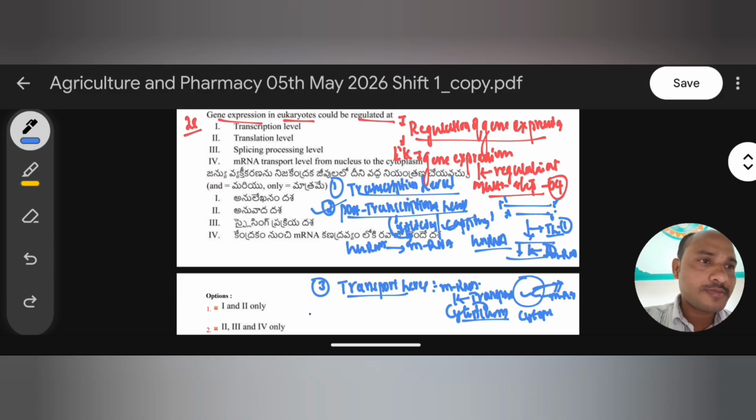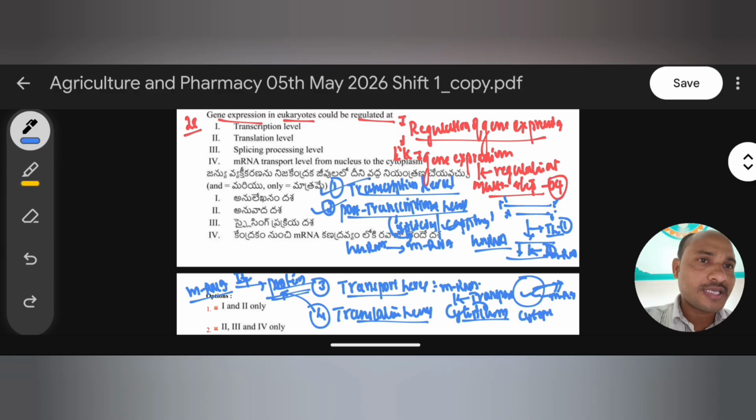In the cytoplasm, the mRNA then undergoes the translation level. The mRNA present in the cytoplasm undergoes the translation process, which is the synthesis of protein. So by the end of the translation level, protein is synthesized. Like that, there are four important steps regulated in gene expression.